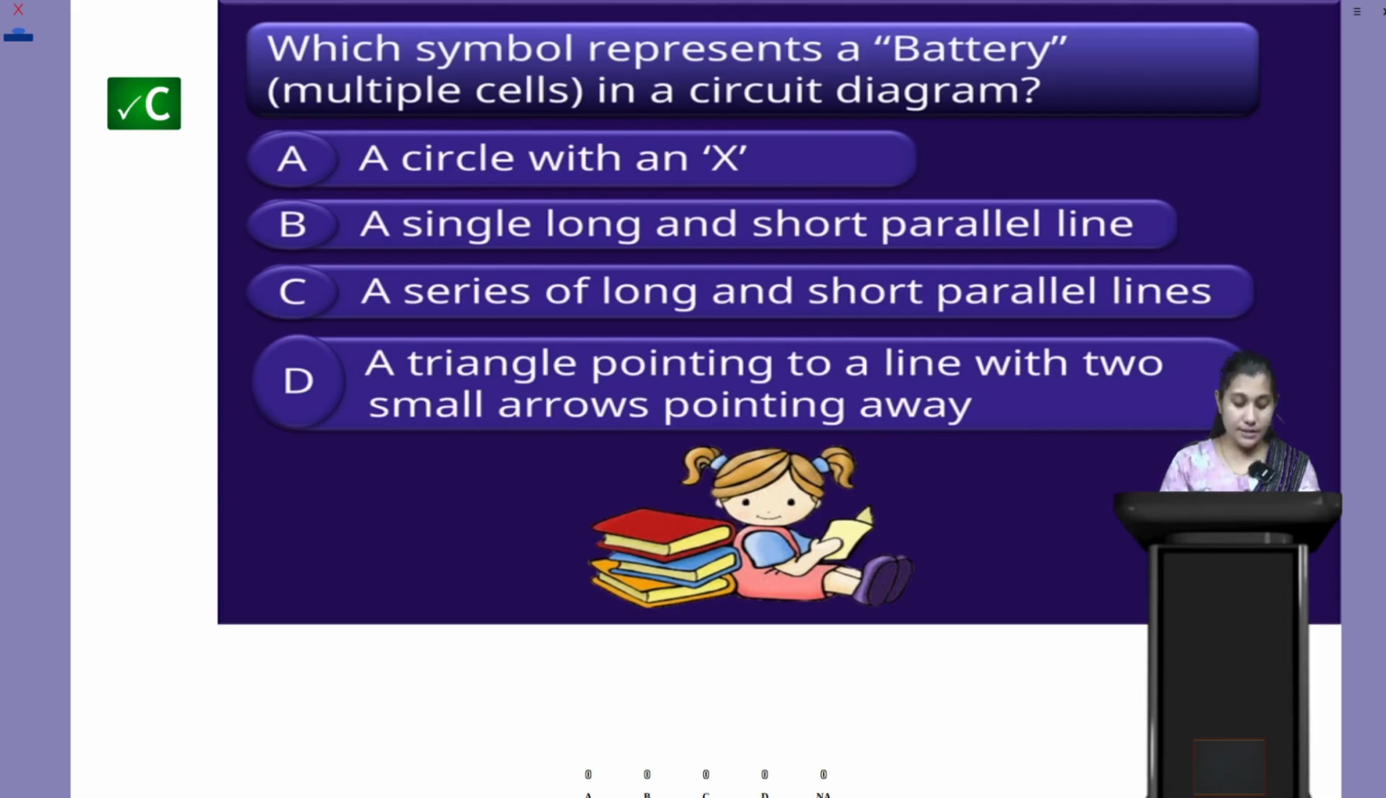And option D, here it is said that a triangle pointing to a line with two small arrows pointing away. This one is a triangle. A triangle pointing to a line, with the two small arrows pointing away. So like this we represent an electric cell? No, like this we don't represent an electric cell. So the correct option is option C, a series of long and short parallel lines. Okay.